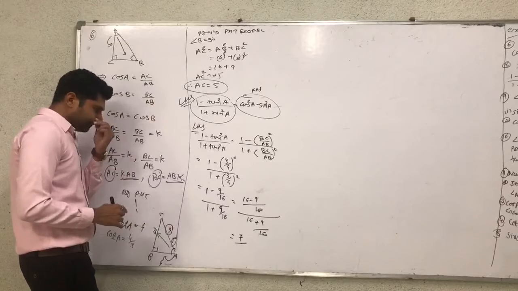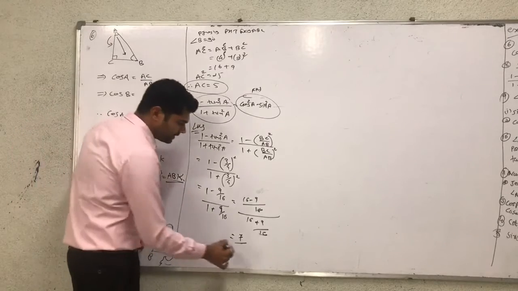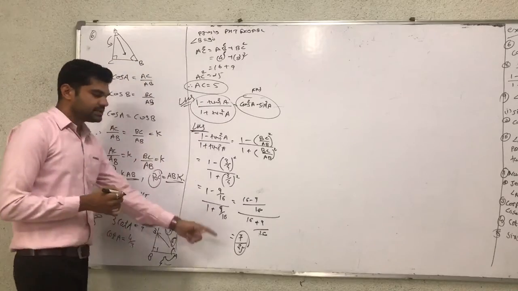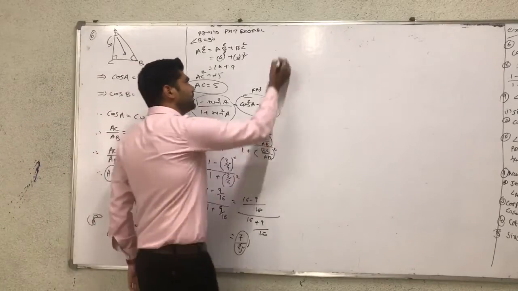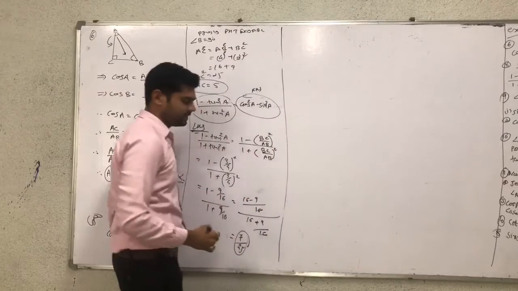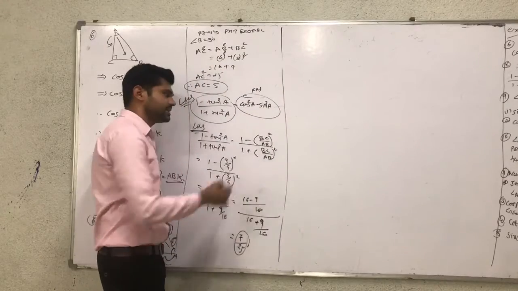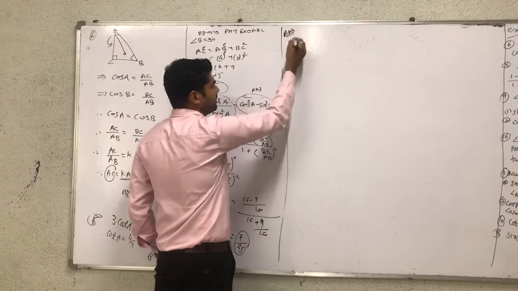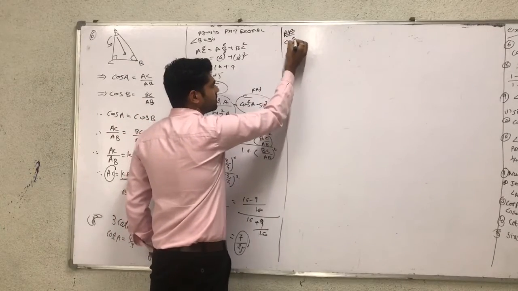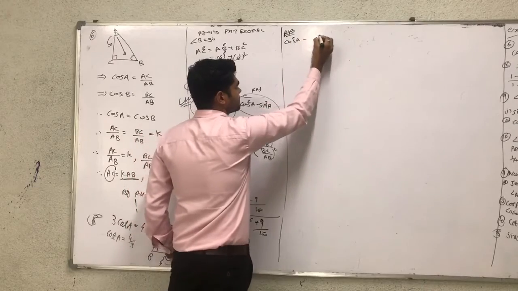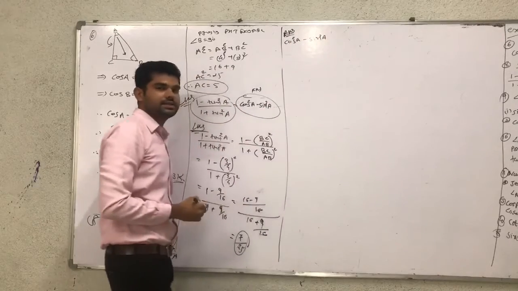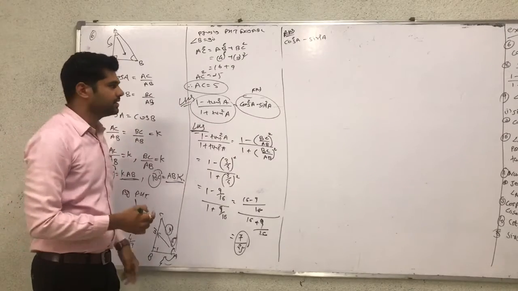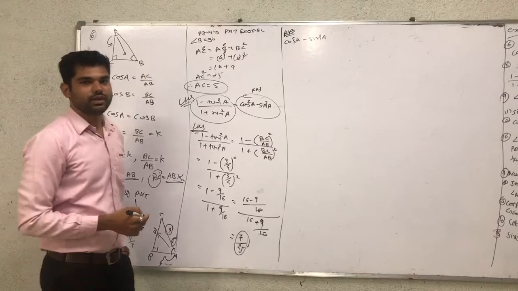And 16 plus 9 means 25. So the LHS answer is 7 divided by 25. Now check the answer of RHS. RHS means the value of the right hand side, cos square A minus sin square A. RHS means right hand side, LHS means left hand side. So in the right hand side, cos square A minus sin square A.